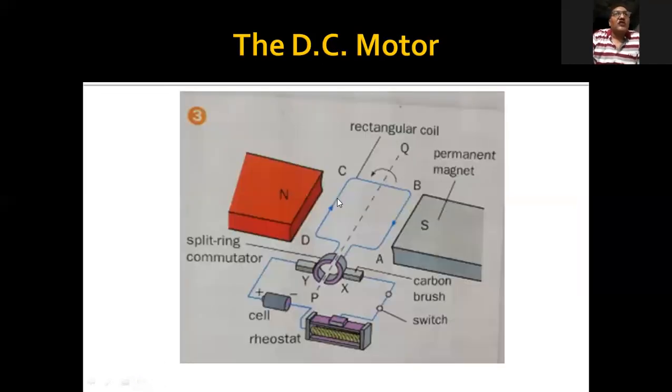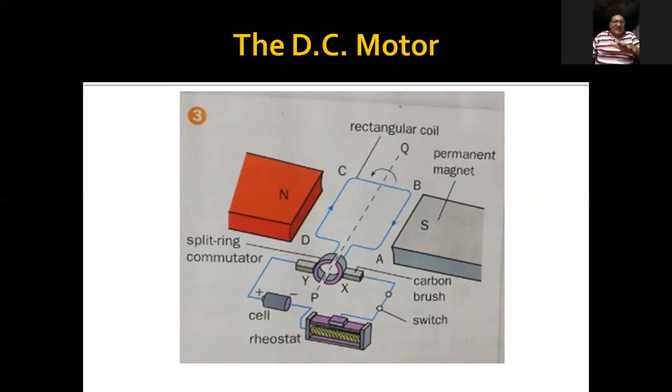So now you see, after it has moved beyond the vertical position in the anti-clockwise manner, what happened here? The CD side is now on the left side, and the AB has reached the right side. When we started this discussion, the AB was on the left side and the CD was on the right side.